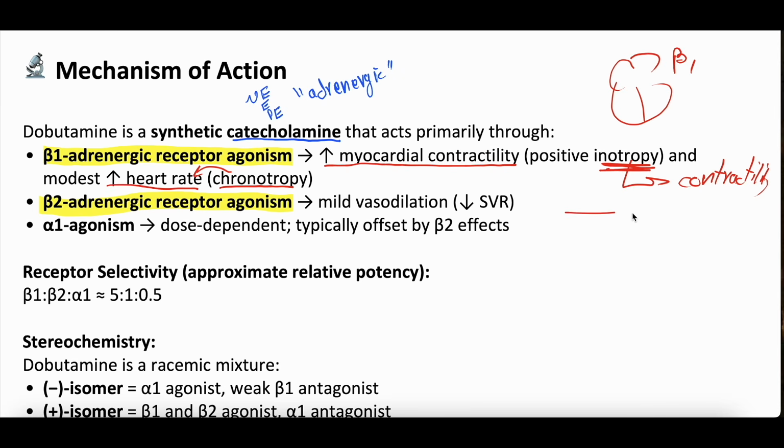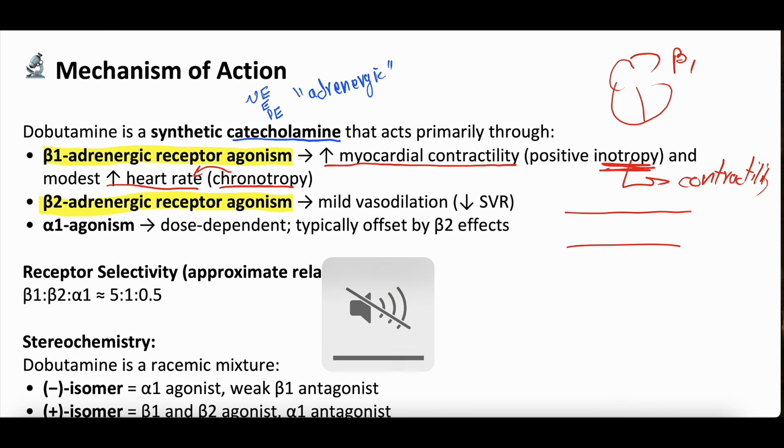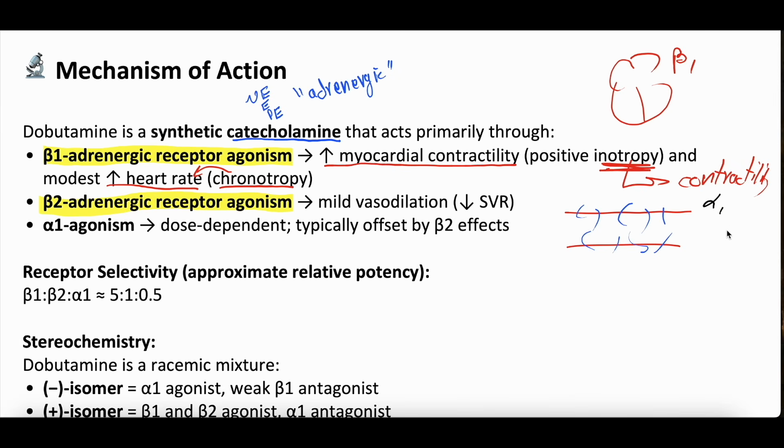Beta 2 actually works on peripheral blood vessels. These peripheral blood vessels have all these smooth muscles coating the outside of them. And there's alpha 1 receptors in these. Alpha 1 receptors cause vasoconstriction, but there's also beta 2 receptors. And beta 2 receptors actually cause vasodilation. So dobutamine affects beta 1 receptors in the heart, increasing myocardial contractility, positive inotrope, and increasing heart rate, positive chronotrope. It also, though, stimulates beta 2 adrenergic receptors in the peripheral vasculature, which causes some mild vasodilation.